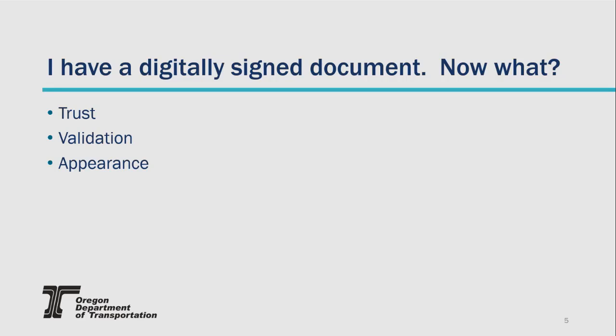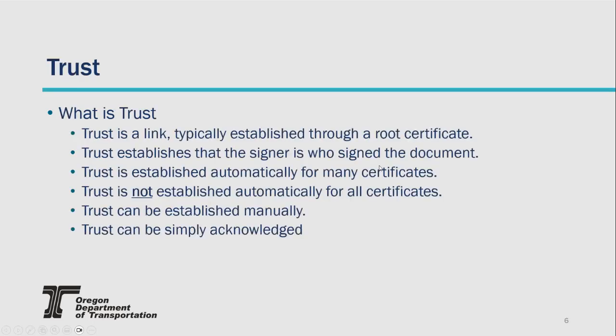Really, we have three parts of the digital signatures that we need to be aware of. First one is what I'm going to call trust. Second one is going to be validation, and the last one is going to be appearance. And we'll touch on those three items here moving forward. So for trust, what is trust?